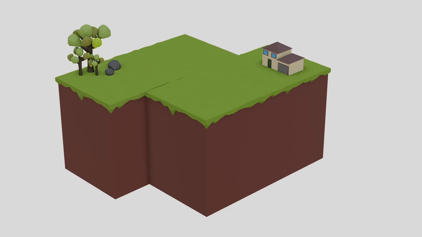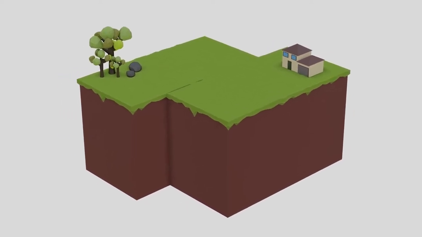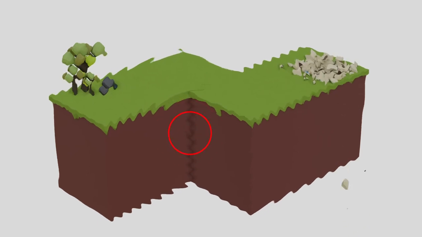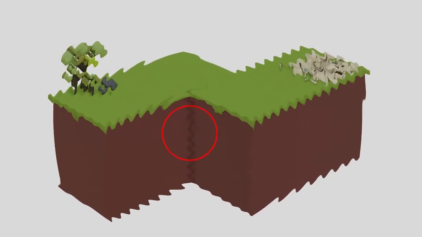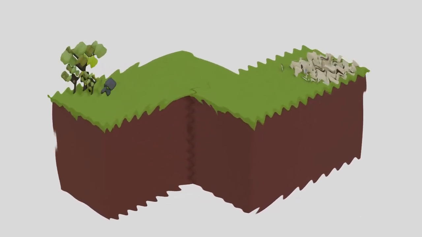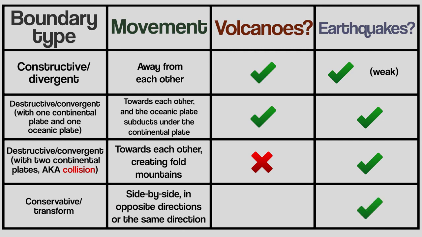The edges of the plate get stuck on each other as they grind past, and you probably know the rest by now. It builds up energy, and after a while, they jolt back into moving again, and the energy gets released, causing the ground to shake. Earthquake. Following the same rules as before, there is no magma rising up underneath the crust at a boundary like this, so, you guessed it, no volcanoes.